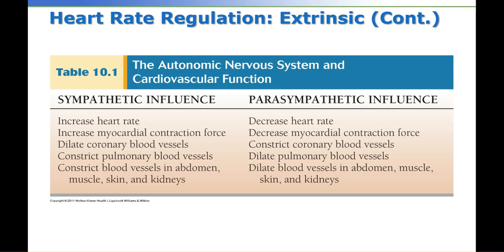Heart rate regulation: the autonomic nervous system and cardiovascular function. Sympathetic influence, like I said, means increased heart rate, increased myocardial contraction force, dilated coronary blood vessels, constricted pulmonary vessels, and constricted blood vessels in the abdomen, skin, and kidneys. Parasympathetic means decreased heart rate, decreased myocardial contraction force, constricted coronary blood vessels, dilated pulmonary vessels, and dilated blood vessels in the abdomen, muscles, skin, and kidneys.